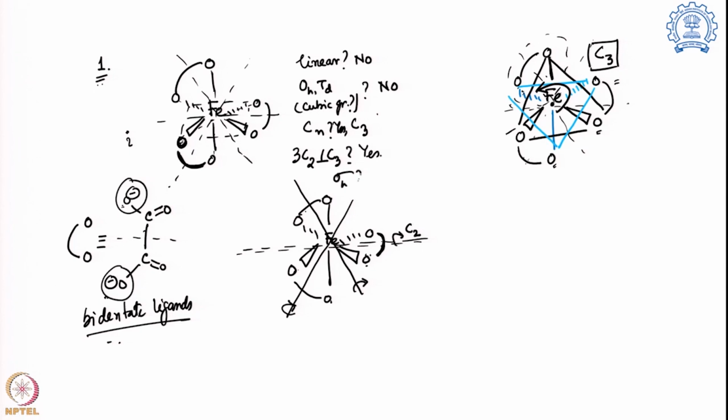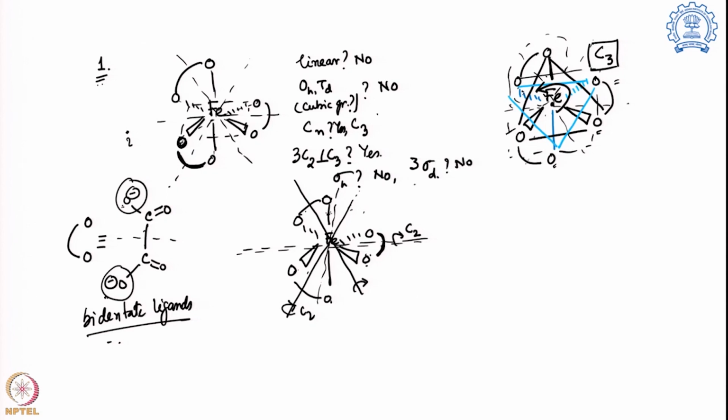Next question is, do I have a sigma h? For sigma h, the C3 will be on the perpendicular plane, and you can see it is obviously not there because the front and back are not going to exchange. So, there is no sigma h. The question is, do you have three sigma d's? That means the sigma d will be present in between the C2s, and if you try to put a sigma plane over here, you can see obviously it is not going to work, because oxygen will come on the other side, and there is nothing there. So, that is why it also does not have sigma d's.